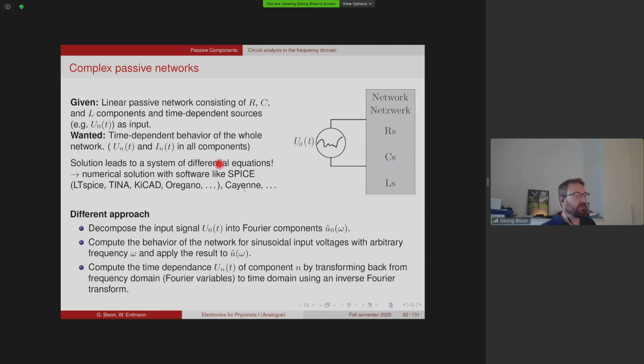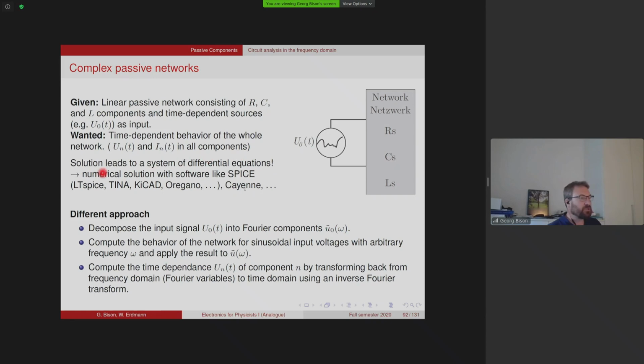So the goal of network analysis then is to get the time-dependent behavior of the whole network, so all voltages and currents in all components. And of course, this can then lead to a quite complicated system of differential equations. Now, it's possible to numerically solve that, and the simulation software SPICE that we will use, and which comes in many different varieties, does exactly that.